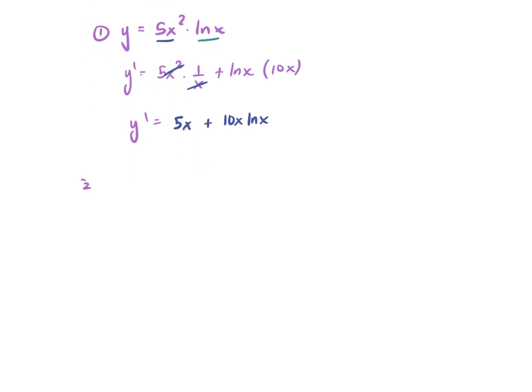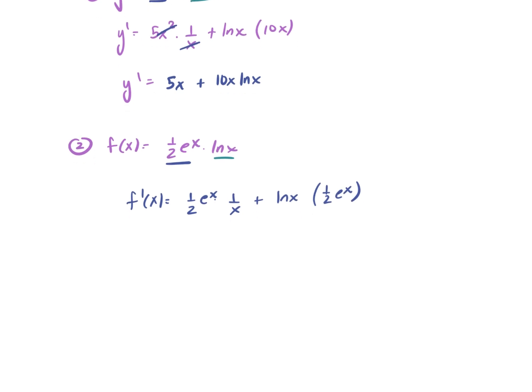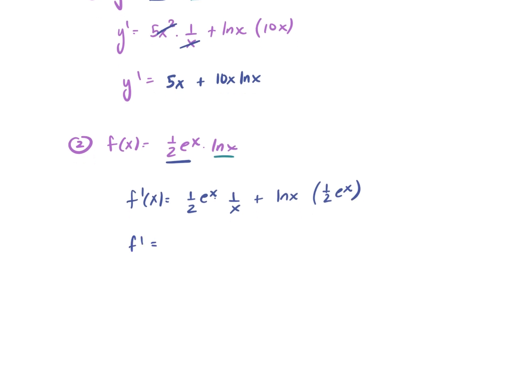For number 2, it is f of x is equal to 1/2 e to the x times ln of x. So again, it's a product rule. I'm going to treat this as the first and this as the second. So it's going to be first times derivative of the second plus the second times derivative of the first, which is just the same thing, e to the x. So that's basically your answer. F prime, we can say, is e to the x over 2x, and then plus e to the x ln of x over 2.